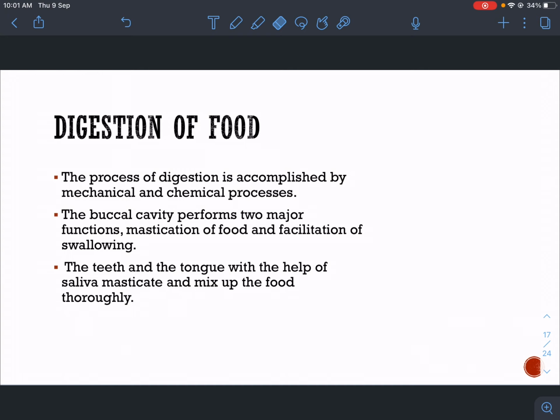The buccal cavity has two major functions, that is breaking down of food into smaller parts, that is mastication of food, and facilitation of swallowing. It helps in passing down the food through the alimentary canal, or to the next part of the alimentary canal. The teeth and the tongue help in mixing and masticating the food. So they first of all break the food into smaller parts and then mix the food thoroughly, and this is accomplished with the help of teeth and tongue.